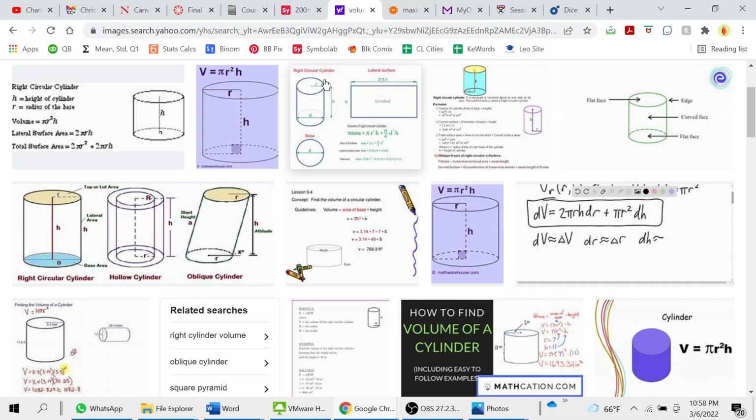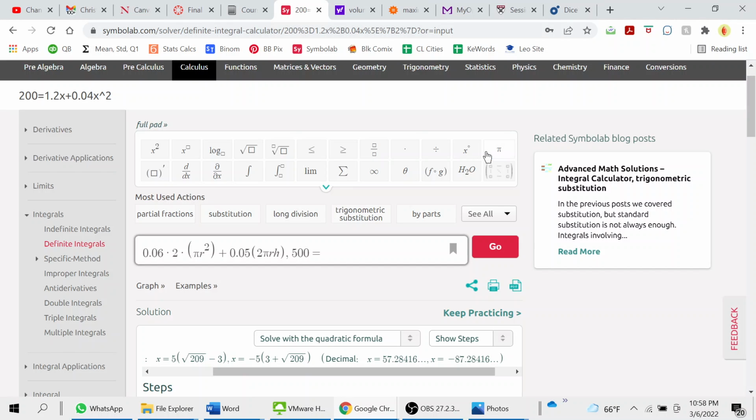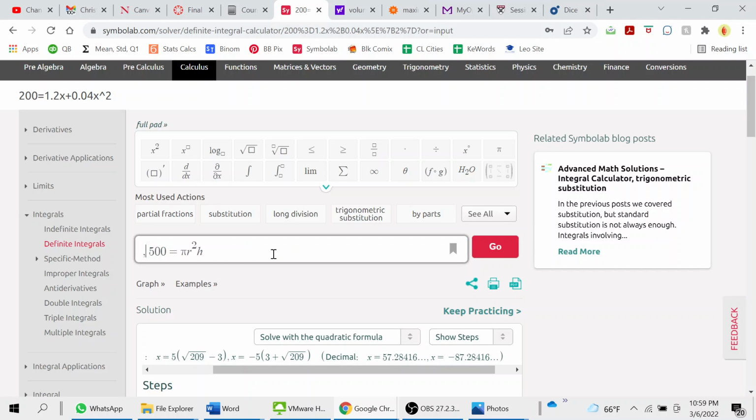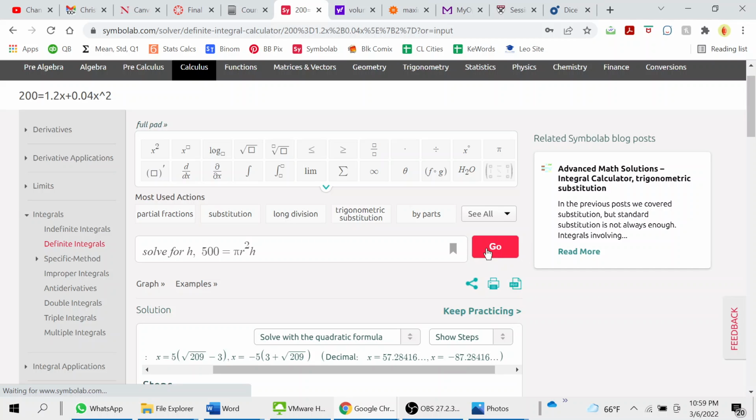Okay, 500 cubic centimeters. Pi radius squared h. Okay, let me just copy all this, and say solve for h. Yes, cool thing here, you can give it commands.